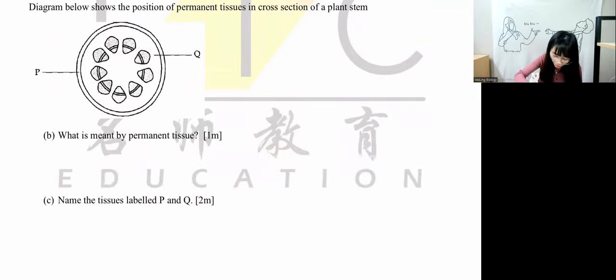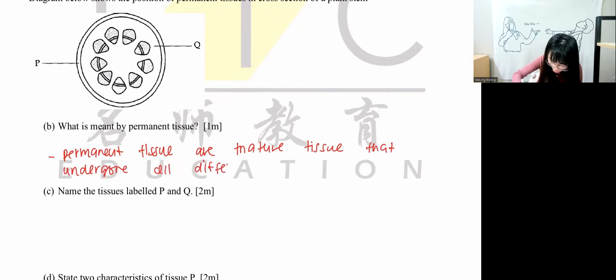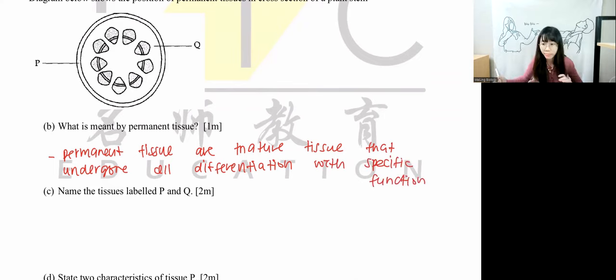So in a sentence, we will write: permanent tissue are mature tissue that have undergone cell differentiation with specific function. Remember, all tissue, not just plant, guys. Even for humans, when we undergo differentiation, a cell that forms in the tissue also has a specific function.